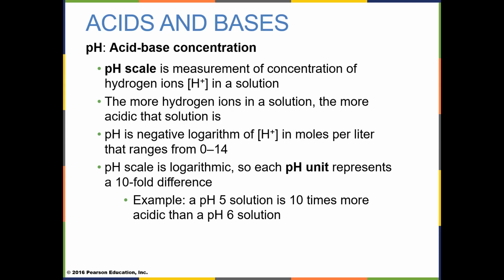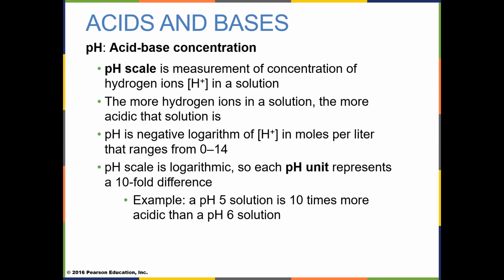Our scale goes from 0 to 14. 7 is neutral. Our bodies don't like to go outside of that range. Our bodies like to stay right about 7.4. Anything above 7 is alkaline or basic. Everything below 7 is acidic. And we are very, very limited. Our bodies tend to be right about 7.4, so our plasma is slightly alkaline. If we go to 7.45, we're in trouble. If we go to 7.35, we're in trouble.